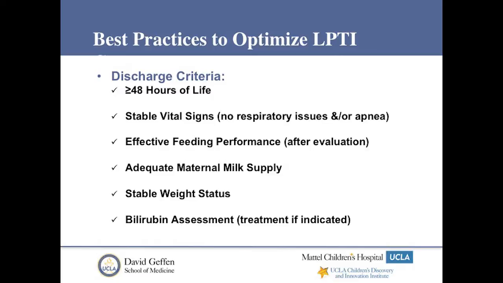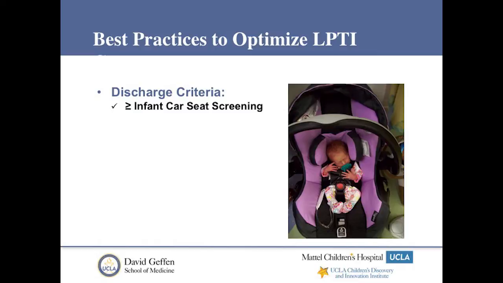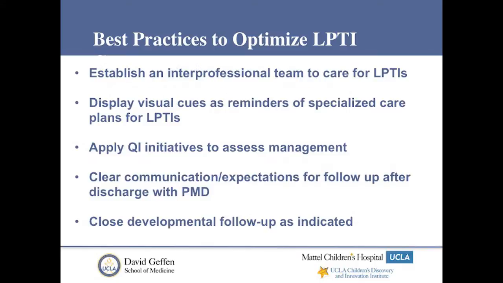So what should our discharge criteria be? More than 48 hours of life, stable vital signs, effective feeding, adequate milk supply, a stable weight status, a bilirubin assessment and/or treatment if it's indicated. And then we actually do car seat screening. I'm not sure if he's actually sitting in there as well as he could be, and definitely looks a little jaundiced to me, so I hope that got checked. But these are things we consider.